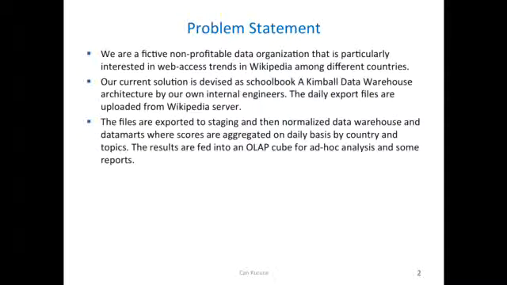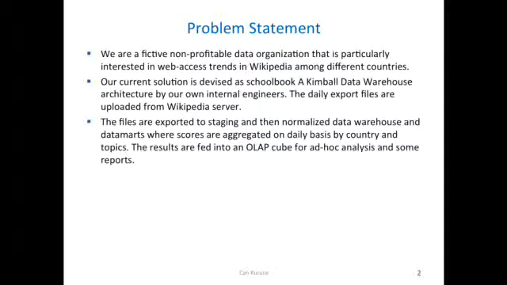We start off with a problem statement. Let us assume that there's a fictive non-profit organization that makes an analysis from Wikipedia data among different countries. They look at the page hits per month, and their solution is devised as a traditional Kimball data warehouse where there's a staging database which extracts the data from the feeds from Wikipedia, which are data export files, and then they're submitted into a normalized data warehouse and data marts where there are fact tables and dimensions, and they're aggregated on a daily basis by country and topics.